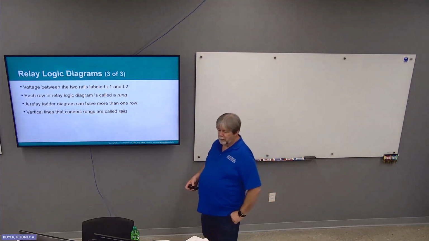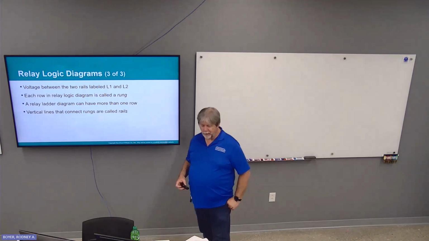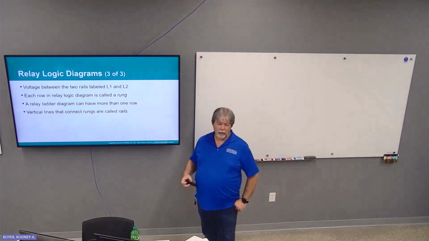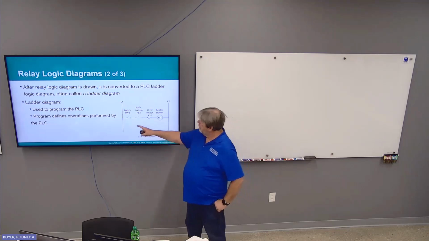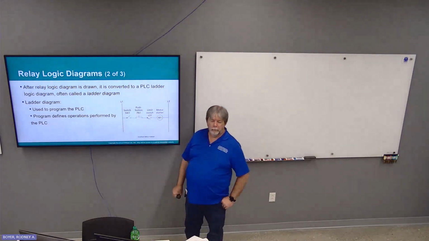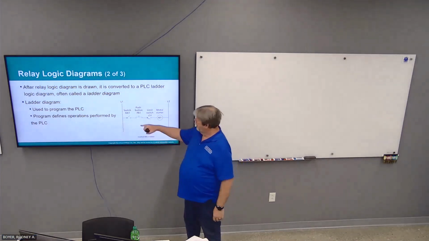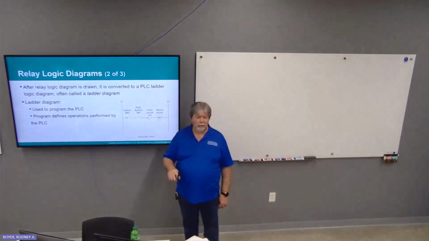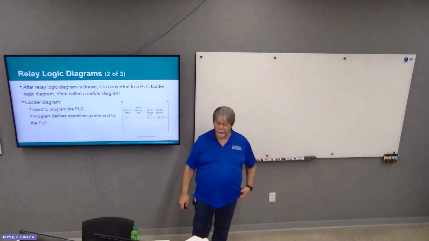Each row in a relay logic diagram is called a rung. It's often referred to as a ladder diagram because those are the power rails that look like stiles on a ladder. And then the individual rungs make it look like the steps on a ladder. Okay.